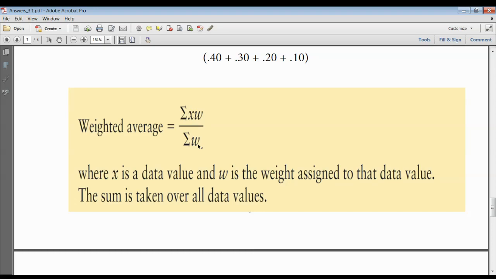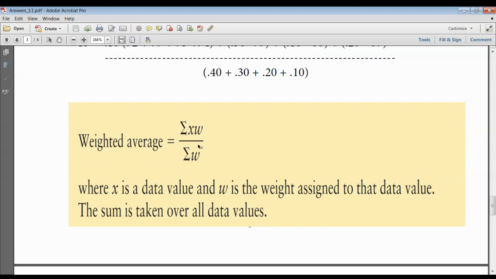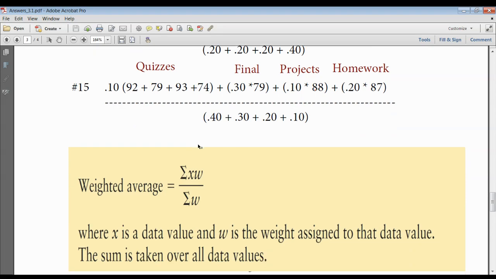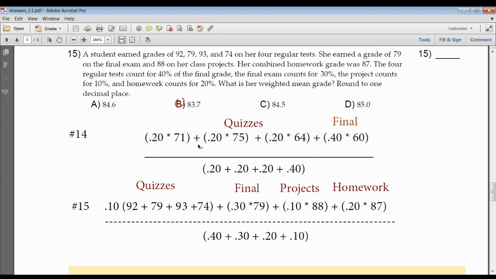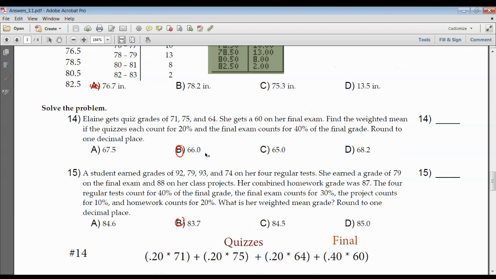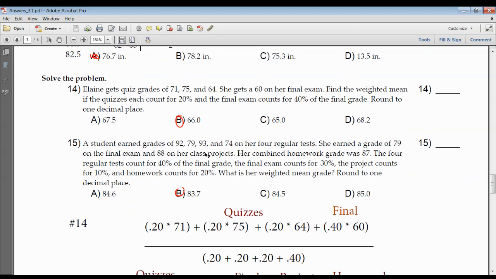All right, a professor could have the sum of all the weights being 130%, 140. All right, but in most of these cases, the denominator works out to be 100%, which is the whole number 1, but it does not have to be. So Elaine got 71, 75, 64 on her quizzes. She had a 60 on her final exam. Each quiz was worth 25 points. And, each quiz was worth 20%, and the final exam was 40.